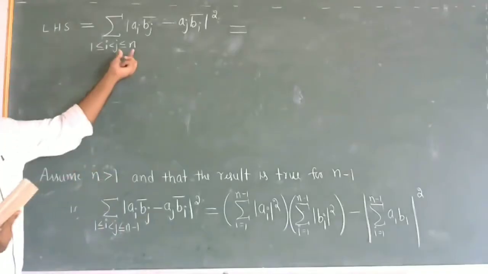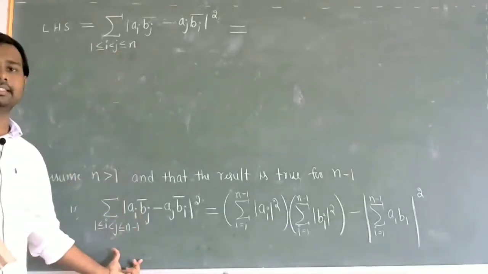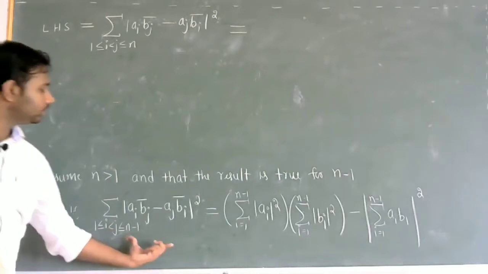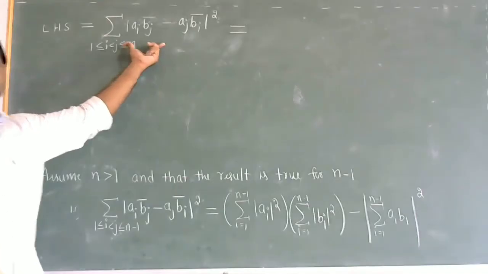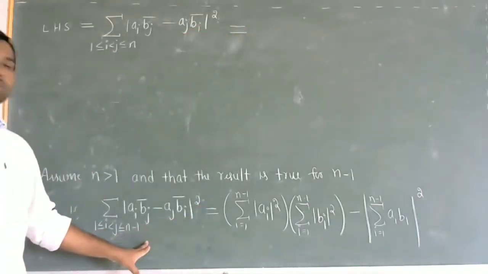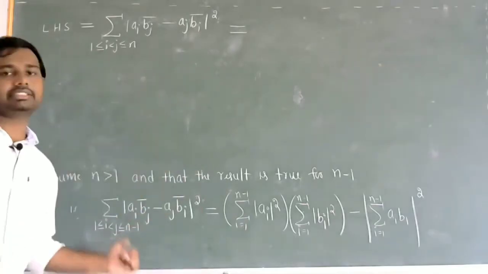Now, in proving the result for case n, we have to use the case n minus 1. So I need this summation. If I express this in terms of n minus 1, then I can substitute the n minus 1 result and we shall simplify it.